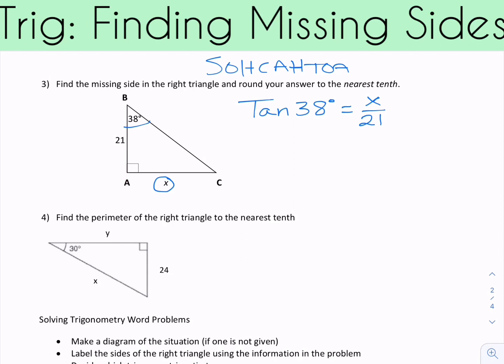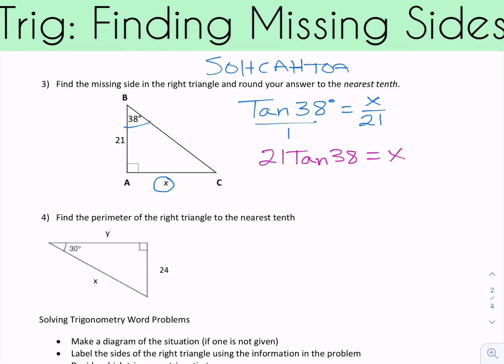Now what you'll notice is this really is just a proportion. So we're going to cross multiply. So I'm going to multiply 21 by tangent of 38, and I'm going to set that equal to x times 1, which is x. Now here's where we need to get our calculator out.